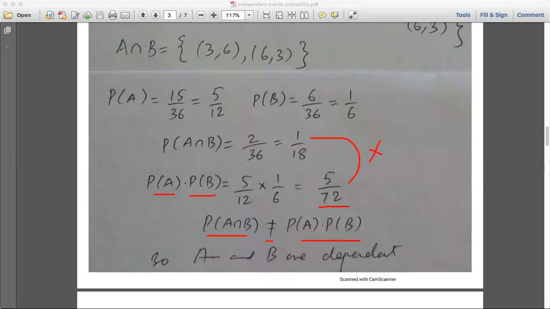So what we say, the two events are not independent, or you can say that A and B are dependent. So we can easily check in this example when the events are dependent or independent.